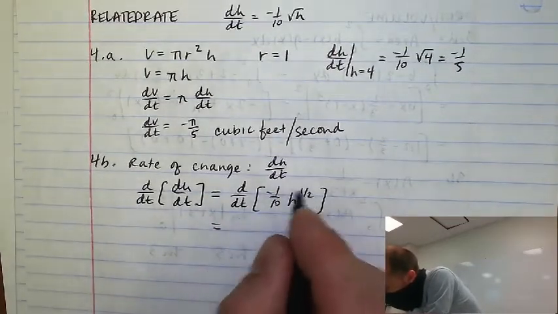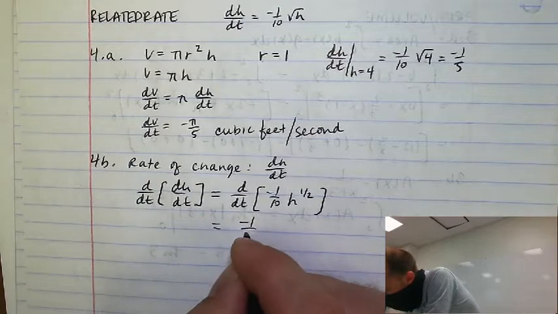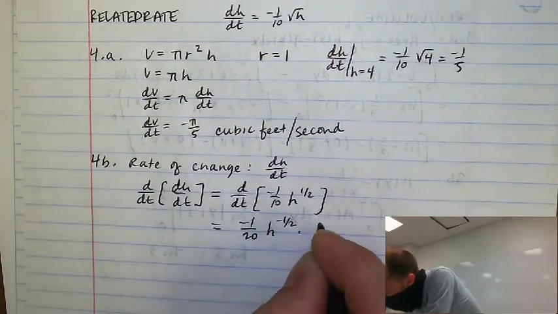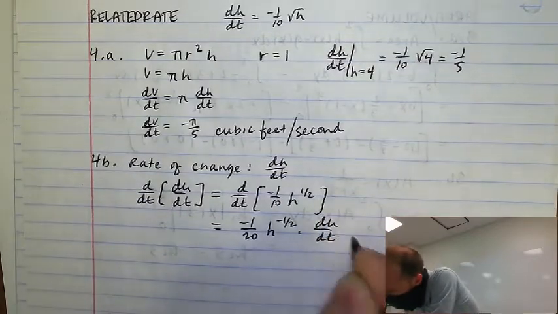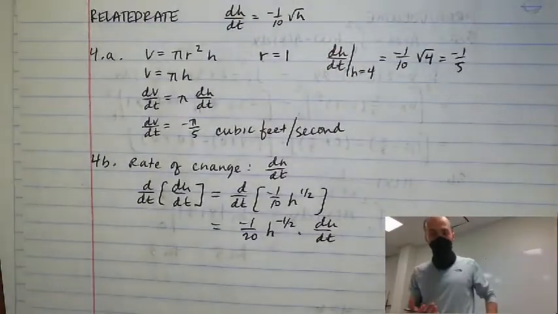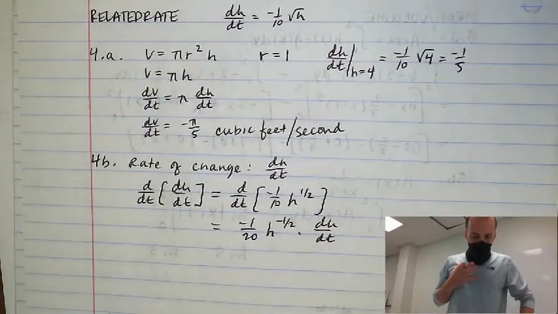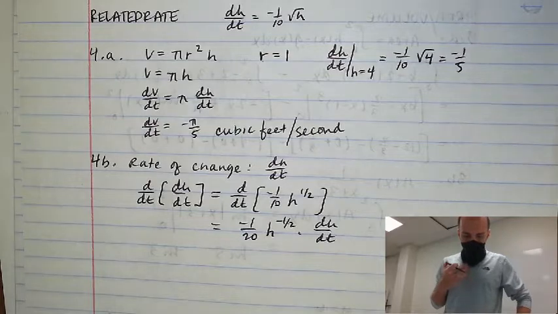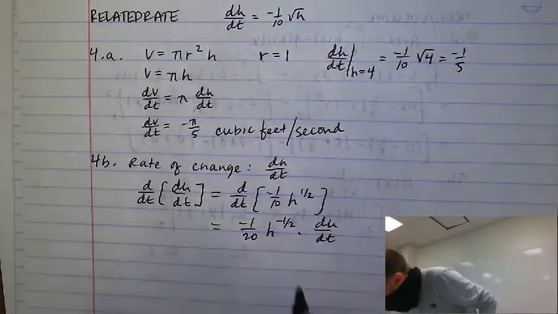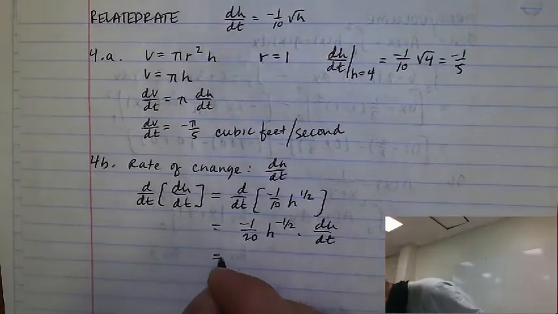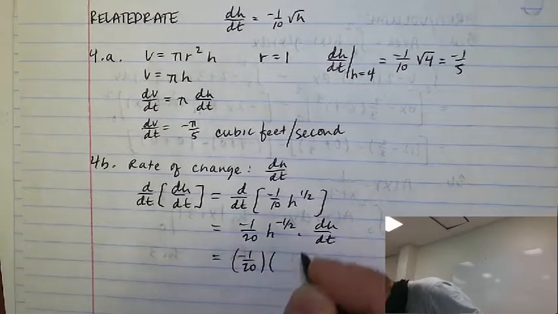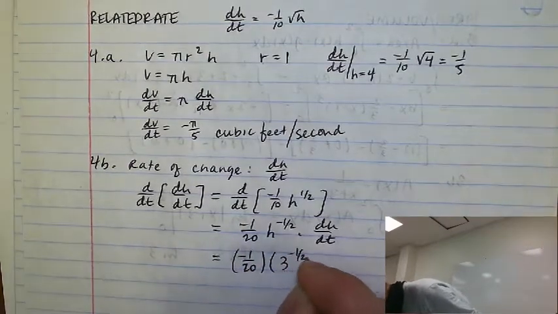Well, it'll be 1/2 of -1/10th, it'd be -1/20th, h to the -1/2 times dH dt. Okay, well, I don't know. We can plug in on this and see if it's positive or negative. So when the height of the water is 3 feet, we know that h is equal to 3. So at h equals 3, I've got -1/20th times 3 to the -1/2.